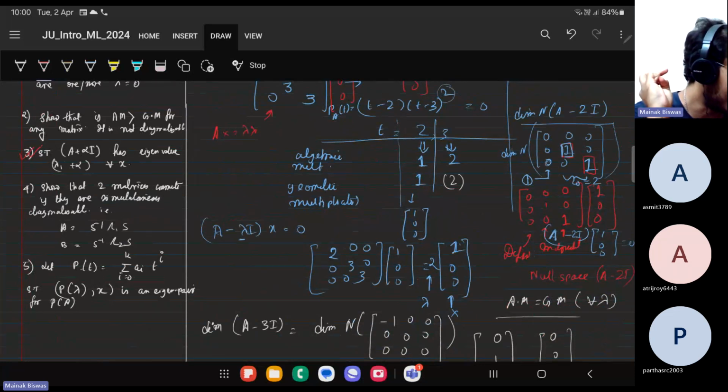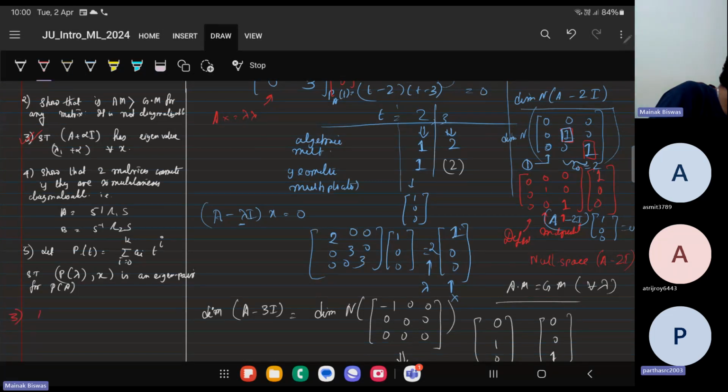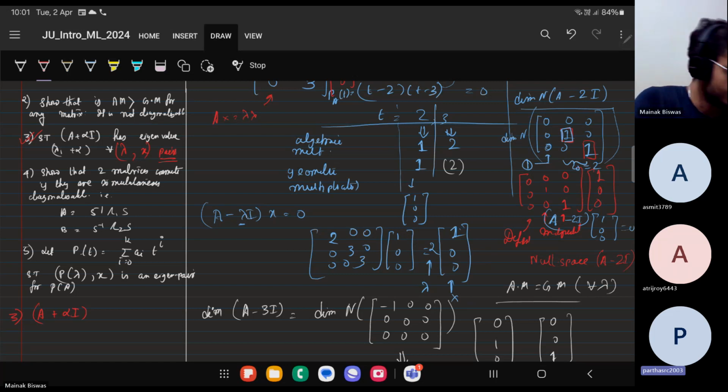So A plus alpha I has an eigenvalue of lambda plus alpha. So how can I prove this? Number 3. Is the question for all lambda, x pairs, for all eigenpairs? Okay. Yes.